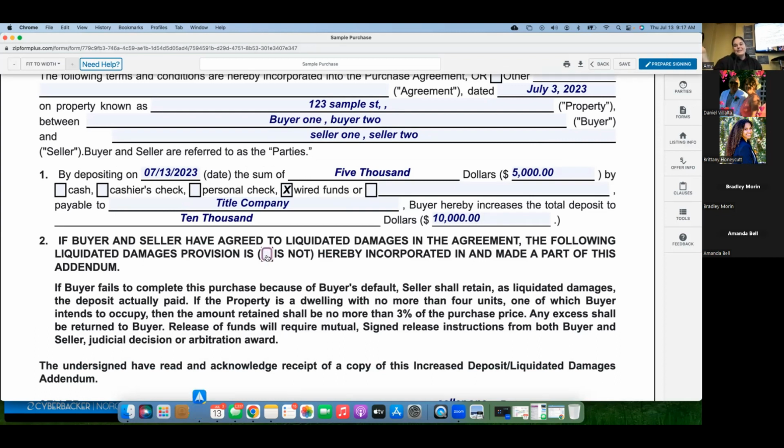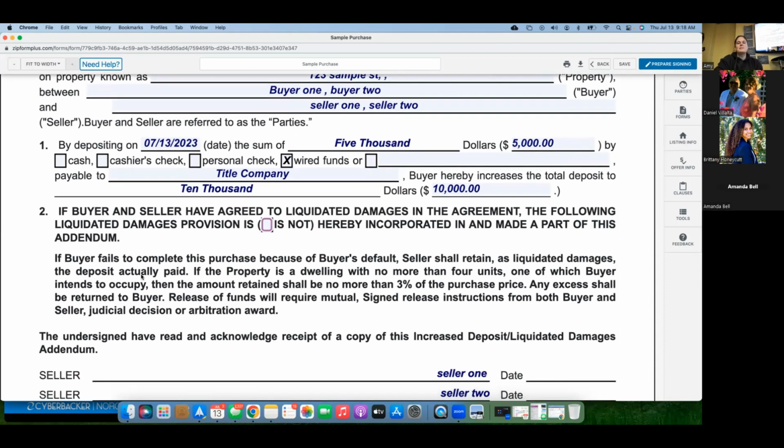Maybe they don't want the increased deposit part of the liquidated damages. Who knows? For the most part, if you've agreed to it, it's going to be incorporated in as part of that. That's the whole idea behind the increased deposit, that you're putting more skin in the game, right? So this is incorporated in if we leave this box unchecked.